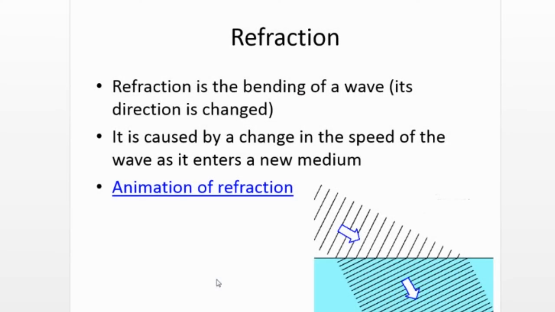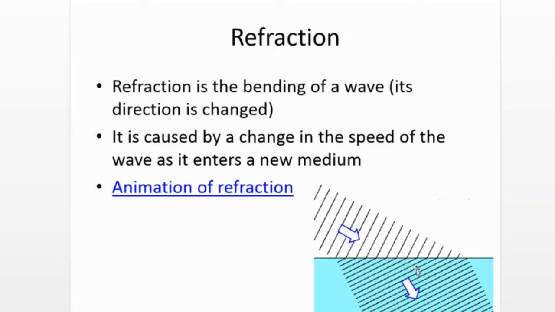The next topic we want to discuss is refraction. Refraction is the bending of a wave or changing of its direction. And the reason this occurs is because the speed of the light changes as it enters from one medium to another. The medium is the stuff through which the wave is traveling.